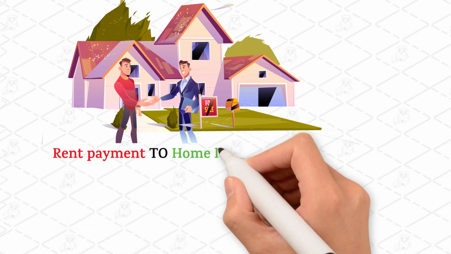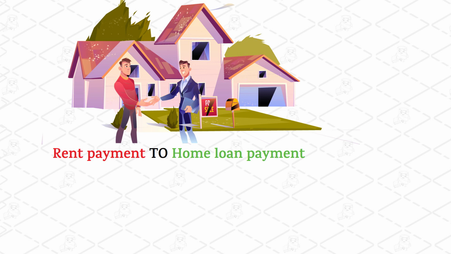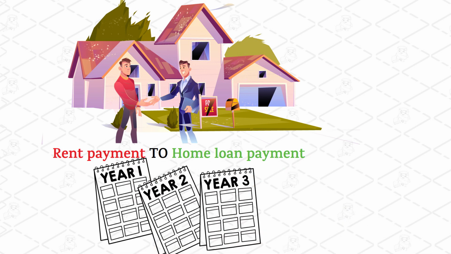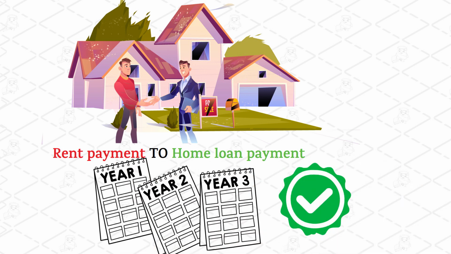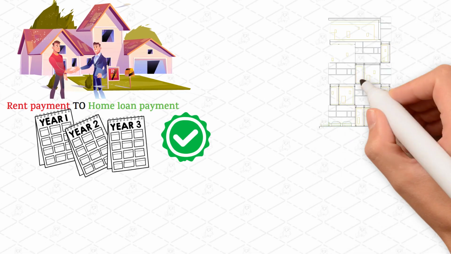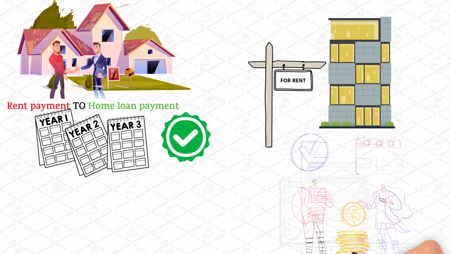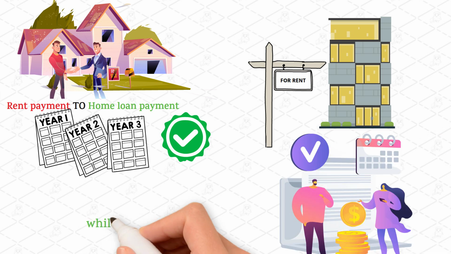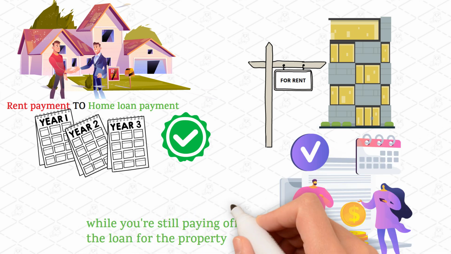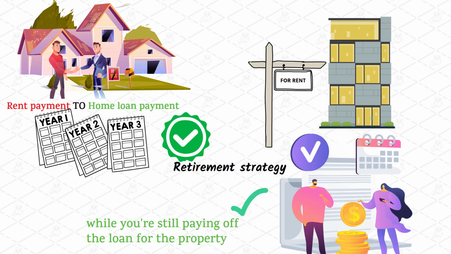You replace your rent payment with a home loan payment, and if you continue to pay it down year after year, eventually you'll have it all paid off. You can also buy a rental property like an apartment building or office building and collect monthly rent payments from your tenants while you're still paying off the loan for the property. This can be a great retirement strategy.